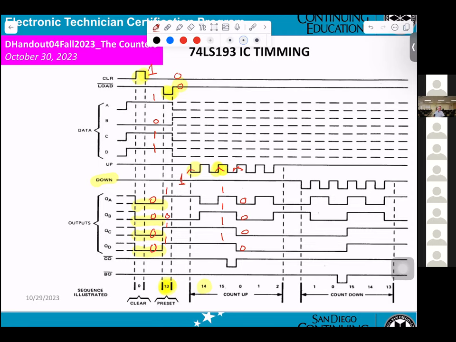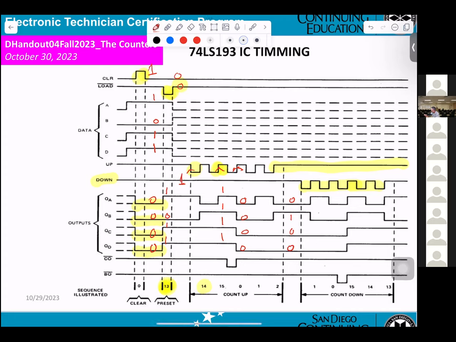And now they're talking about counting down. Counting down, first thing, up must be 1. You see that right here, up must be 1. And this is the clock for down. Okay? So the same thing. Right now, if you're looking at the output, you see what the number here. Let's see, 0, 0, 1, 0.